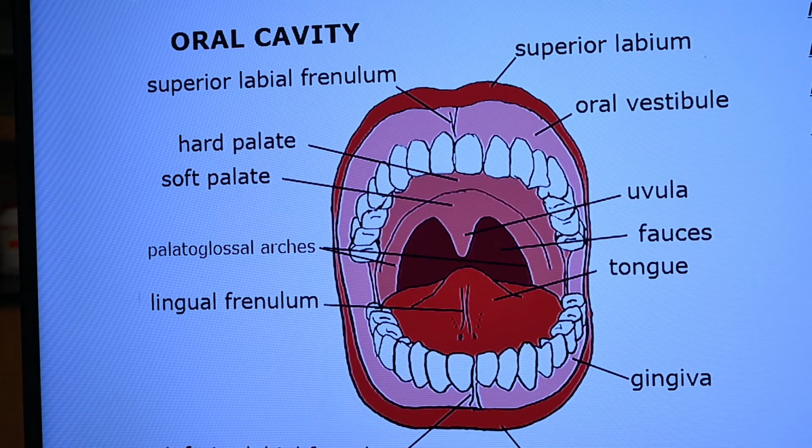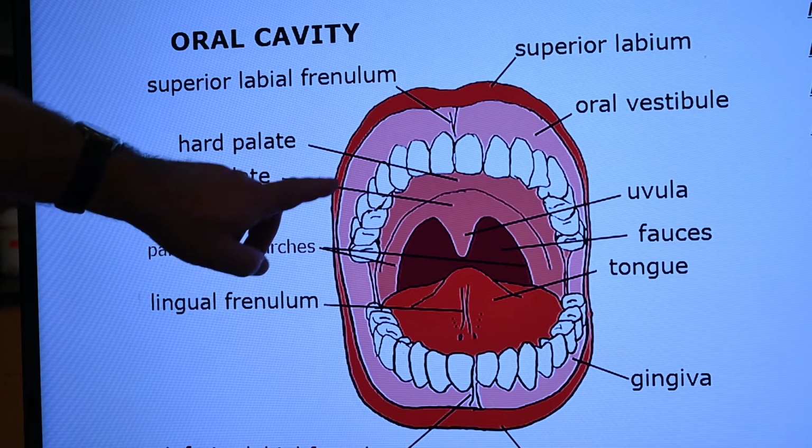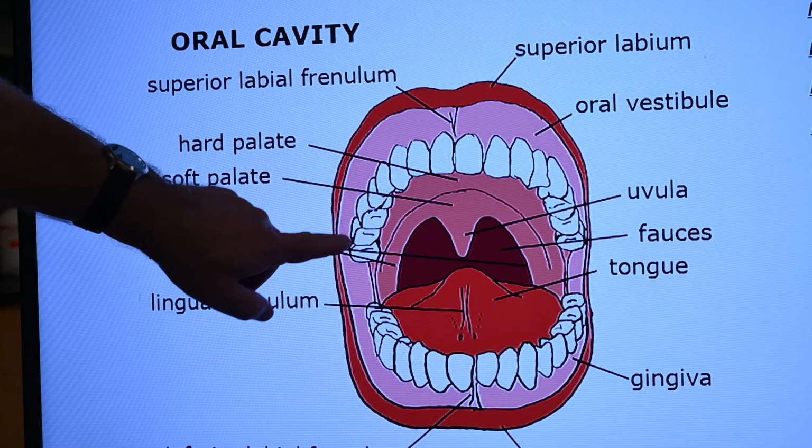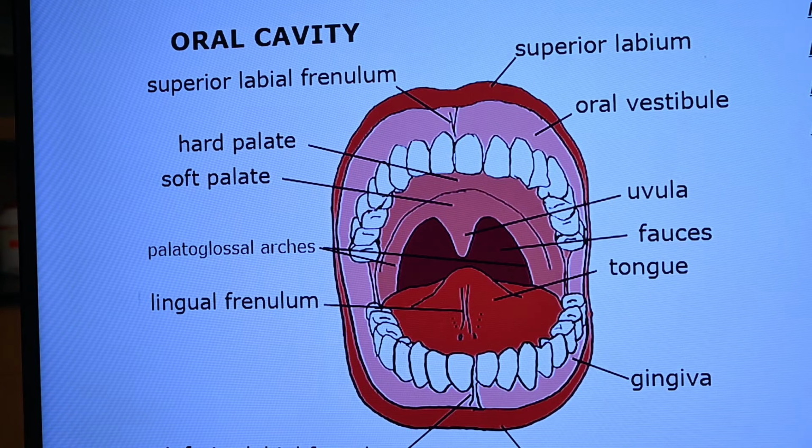Your parotid gland, the other salivary gland on the side of your head, has ducts that are not shown here on the illustration, but they'd come in next to your second molar right here in the oral vestibule, adjacent to your second molar. So those are parts of the mouth, the oral cavity or buccal cavity.